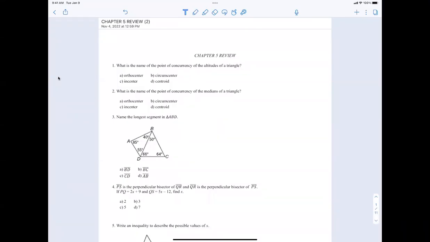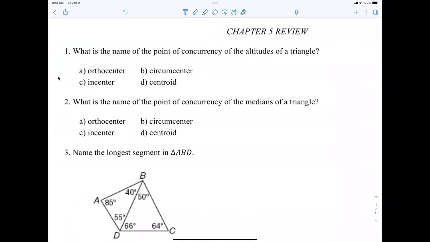Okay, here we go. So, what is the name of the point of concurrency? Again, what does point of concurrency mean? Where all the three lines intersect. All right, points of concurrency just mean where all the lines intersect. So if I draw the three altitudes, I will create the orthocenter. Thank you for whoever said that.